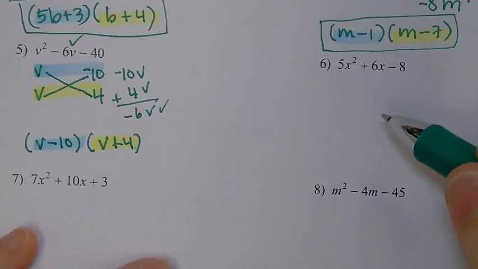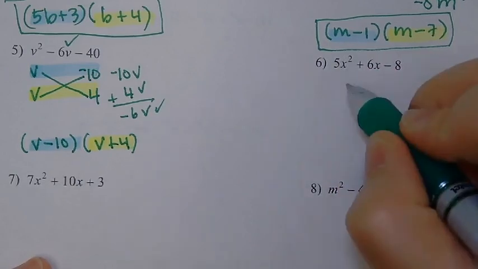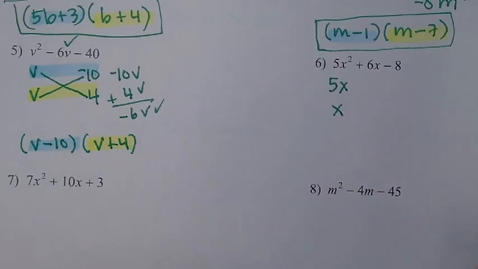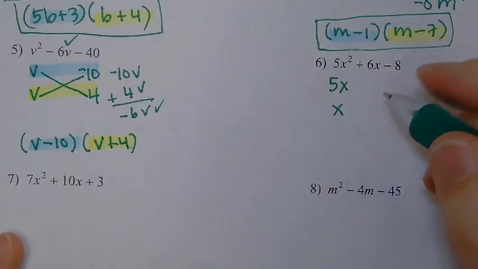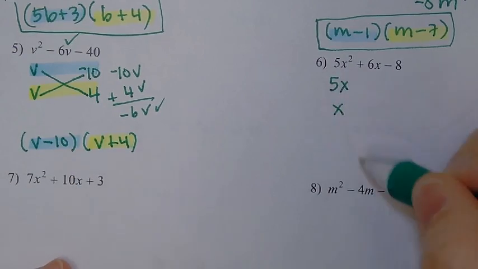All right, next one. We have 5x squared. What multiplies to 5x squared? 5x and x. I usually put the 5x on top. I don't know why, that's just how I think. You could put the 5x on the bottom. The order does not matter for this part.